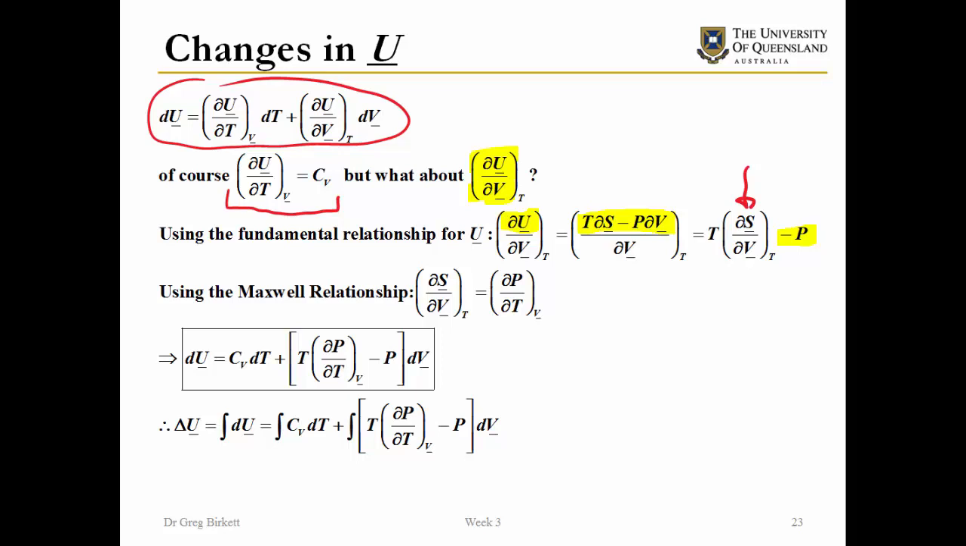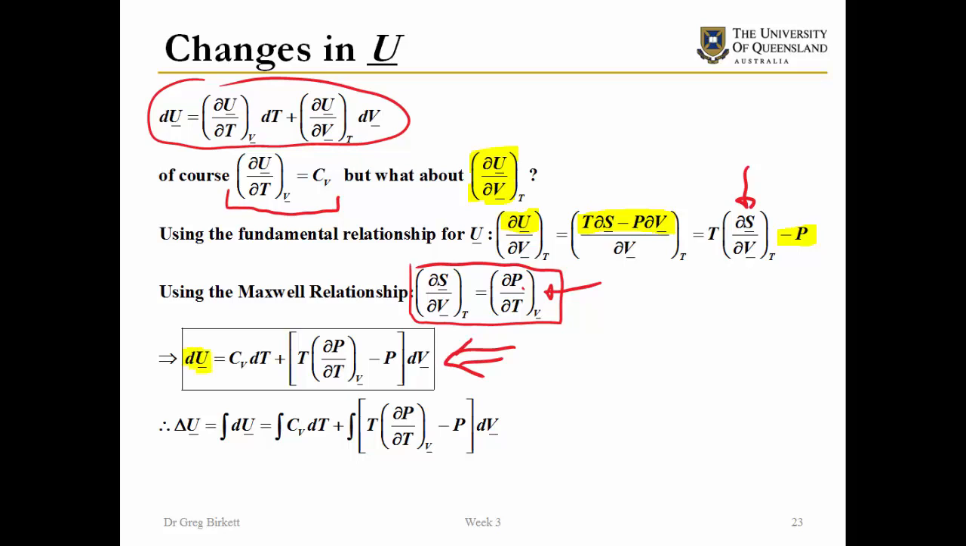Our next step is to use a Maxwell property relation. And now we can see something very useful. Instead of an S and a V, we've got a pressure term in here, and a pressure term is good because we have equations of state. When we substitute these things all in, what we're left with is this equation for the total differential of U.